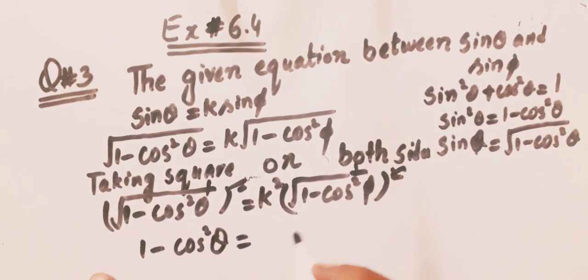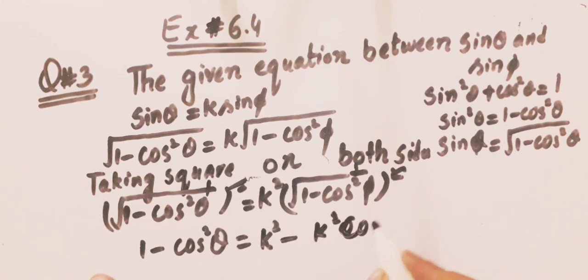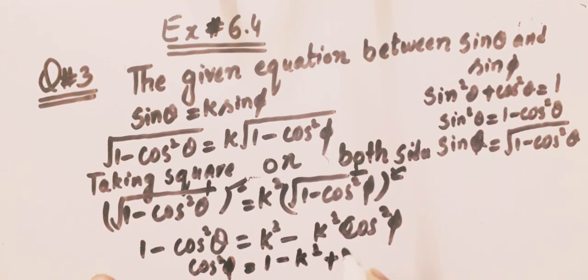k square minus k square cos square phi. So in the next step you have to find the value of cos square theta. So you will write cos square theta is equal to 1 minus k square plus k square cos square phi.